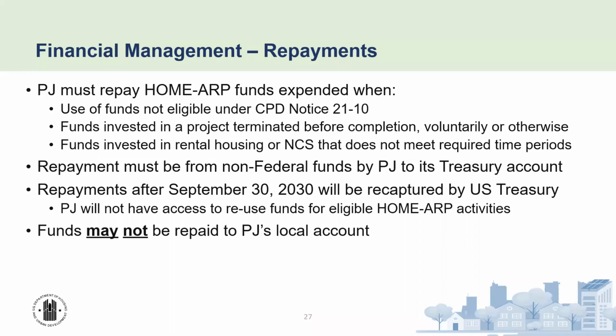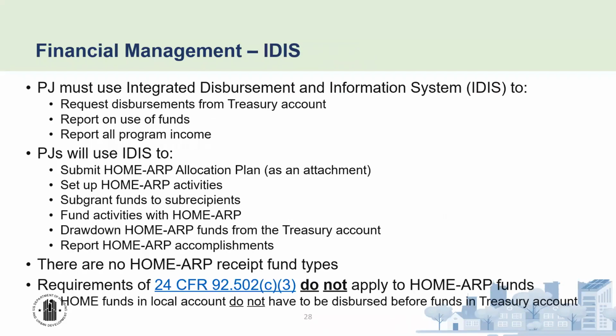The good news is that any funds the PJ repays before September 30th, 2030 may be used by the PJ for other HOME-ARP eligible costs. The bad news is that after that date, any funds repaid would be recaptured by the United States Treasury, and those funds would not be available for the PJ's use. Again, HOME-ARP funds may not be repaid to the PJ's local account. They must be repaid to the Treasury account. Next slide, please.